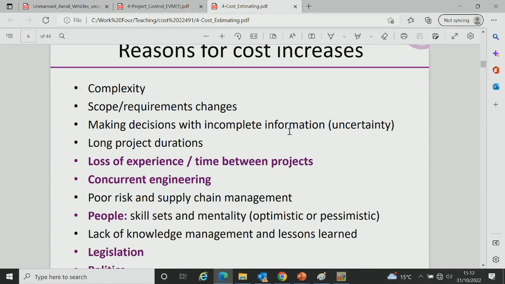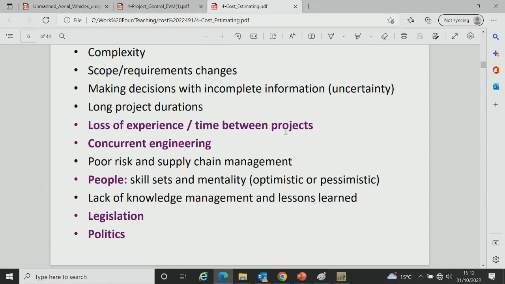So here's some fundamental reasons for cost increases. I want you to start to think about these. I'm going to ask you to apply them in a second to a particular set of scenarios. Which one you choose is up to you. But these are typical examples where you do get cost overrun.